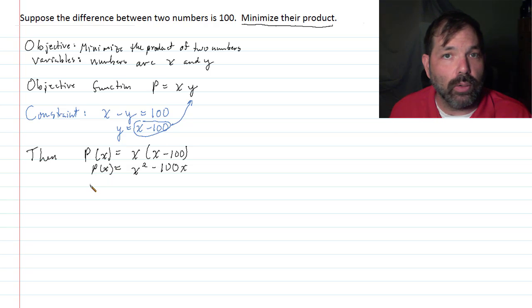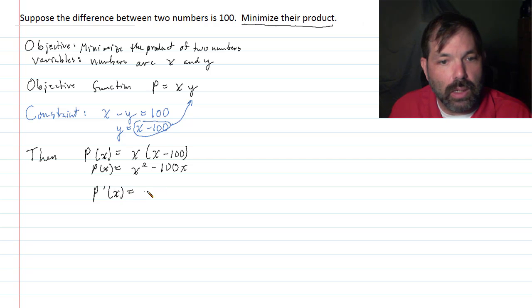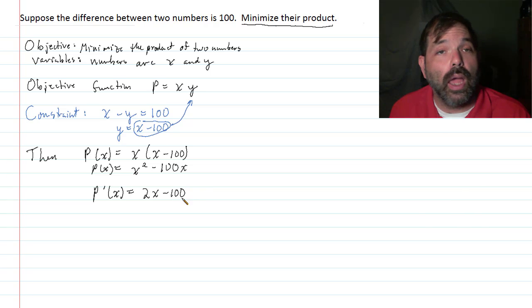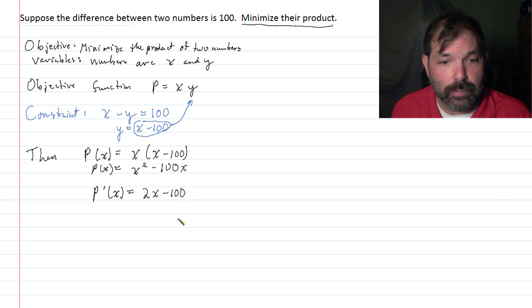Now we can apply calculus on this. So if P of x is x squared minus 100x, P prime of x is 2x minus 100. And we can figure out where any of our critical numbers are. So if 2x minus 100 is equal to 0, x easily equals 50.